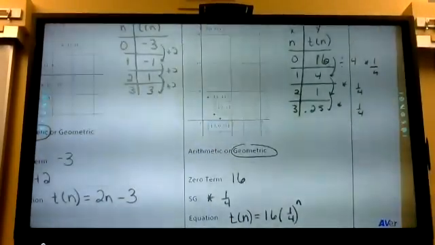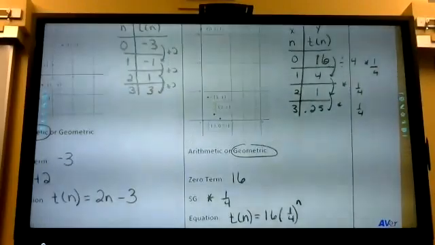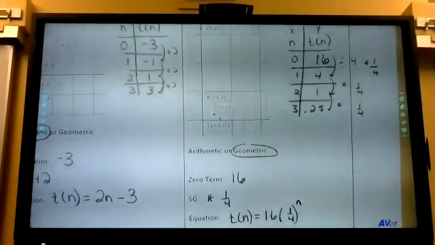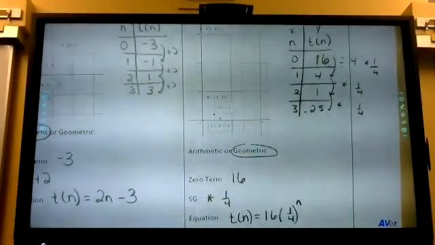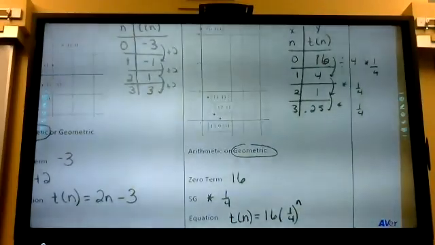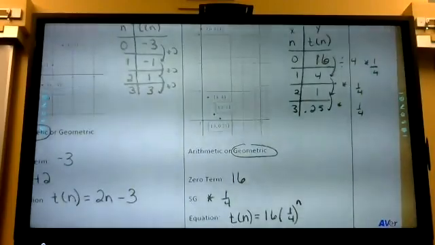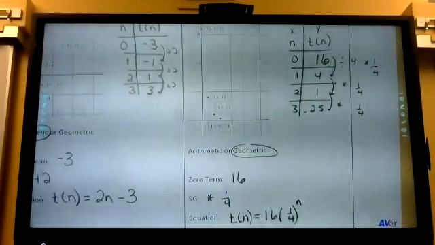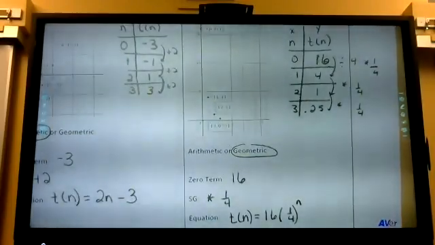All right, welcome back. Let's take a look at your table. So your table, you should have all 4 points. The zero term in this sequence is 16. The first term in the sequence is 4. The second term is 1. And the third term is 0.25 or 1/4.